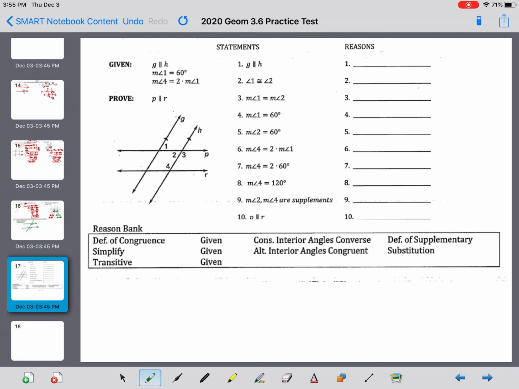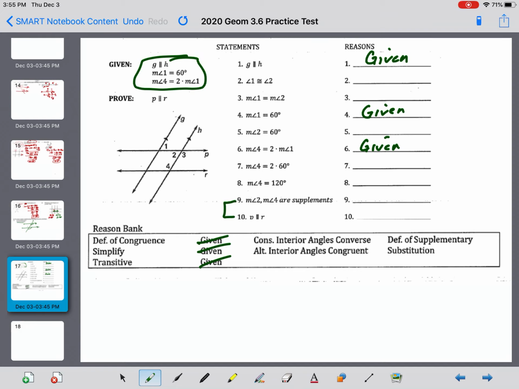All right, you can watch this during the test if you want to. All right, so we've got 10 statements, 10 reasons. We got 3 givens. Let's see where those go. We got a given at the top. We got a given here where angle 1 equals 60. And we're given that angle 4 is twice angle 1. That looks like this one right here. So knock the givens out of there.